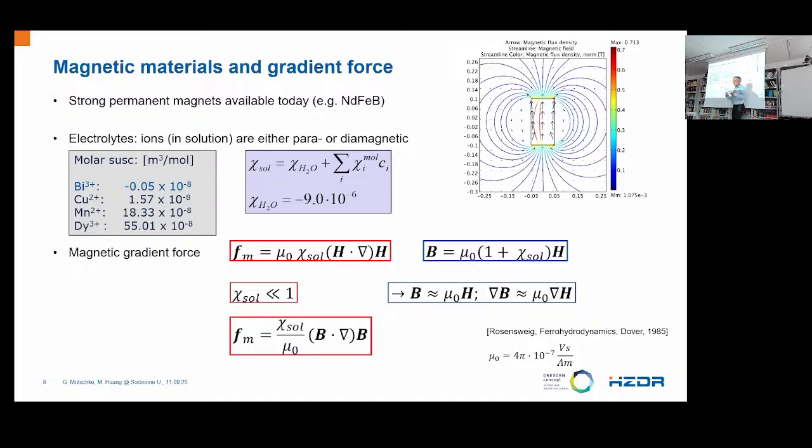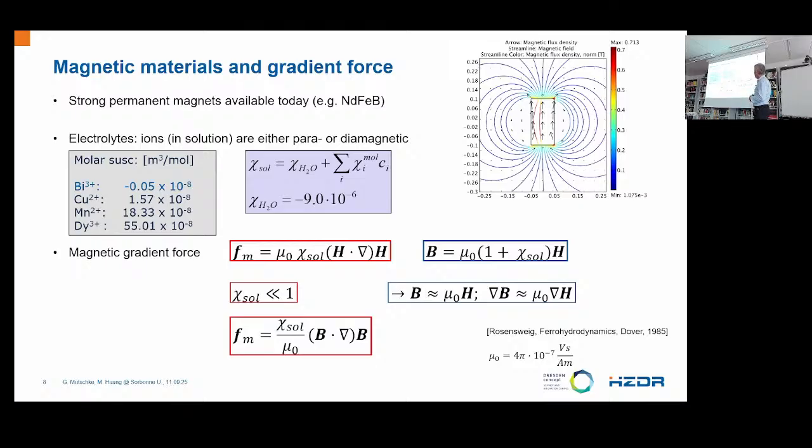This can be ions in case of electrolytes. And the major contribution to this sum here typically comes from metallic ions. Some of them are diamagnetic. They have a negative susceptibility. Most of them are paramagnetic. You have a strong paramagnetic impact from ions that belong to the iron group. And for the rare earth elements, it's even much stronger.